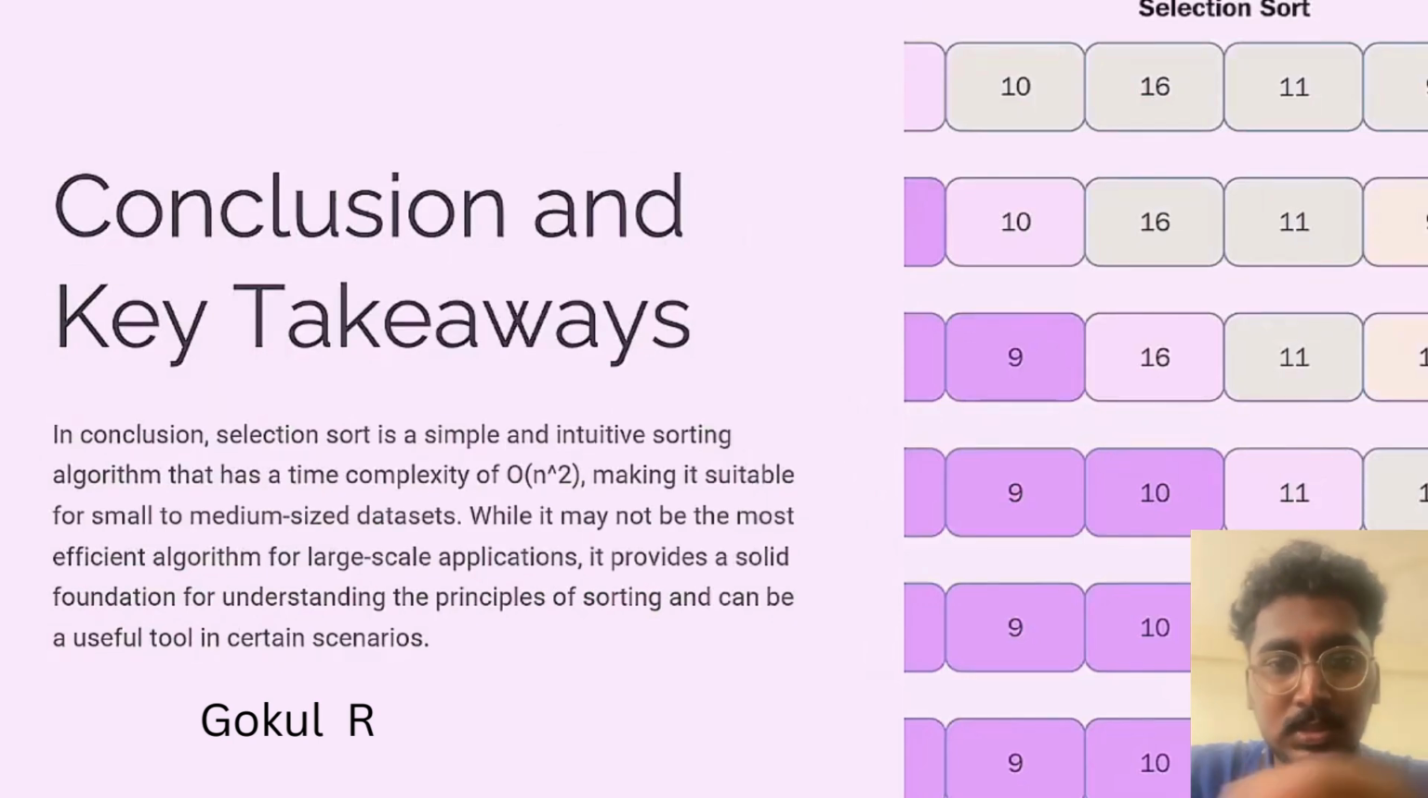Conclusion and key takeaways. In conclusion, selection sort is a very simple and intuitive sorting algorithm that has a time complexity of O(n square), making it suitable for small to medium-sized data sets, while it may not be the most efficient algorithm for large-scale applications. For large-scale applications, we use quicksort.